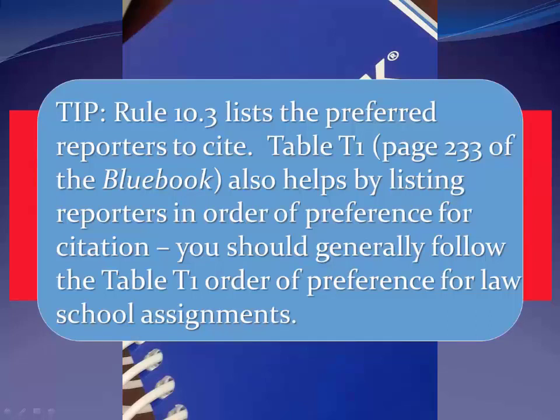So if you look at Rule 10.3, it'll tell you the preferred reporters to cite to. But what you really want to do is go to Table T1, which begins on page 233 of the current edition of the Blue Book. And it'll tell you exactly what you should do. So if you're citing a New York Court of Appeals case, it's going to tell you exactly what reporter to cite to, and I'll show you that in a minute. And you should definitely follow this for this class. Make sure that everything that you hand in writing is in Blue Book form. I do take points off for that because it's important in practice, and when you get in front of a court, you need to know how to follow a citation system.